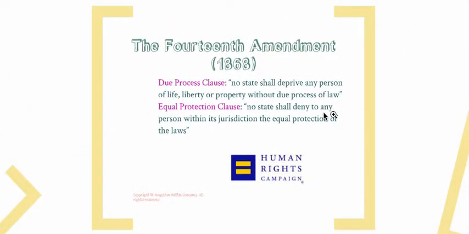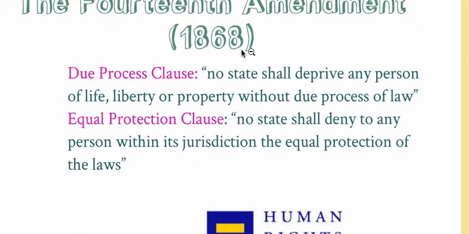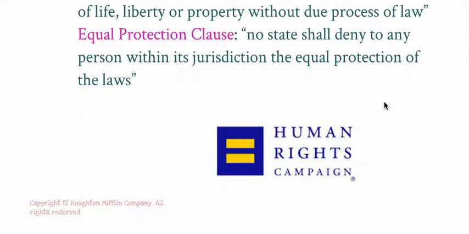Okay, the 14th Amendment. Fabulous amendment. One of my favorites. Okay, 1868. The two big parts of the 14th Amendment are the Due Process Clause and the Equal Protection Clause. Due process says, no state shall deprive any person of life, liberty, or property without due process of law. And the Equal Protection Clause says, no state shall deny to any person within its jurisdiction the equal protection of the laws. And that does not apply to every group today. We're working on it.